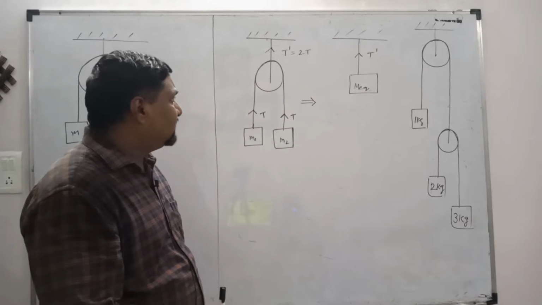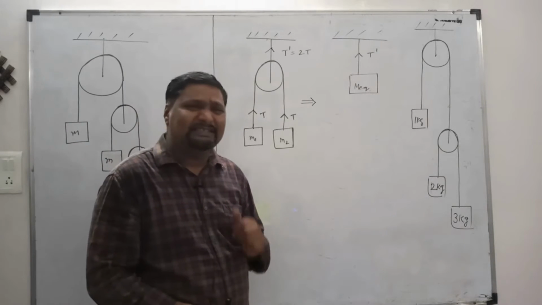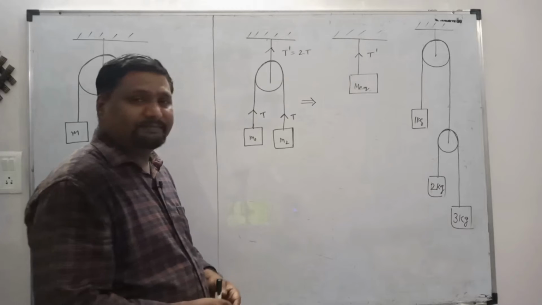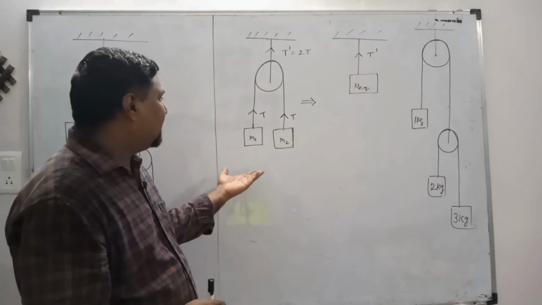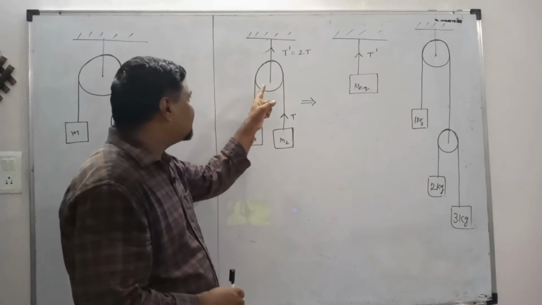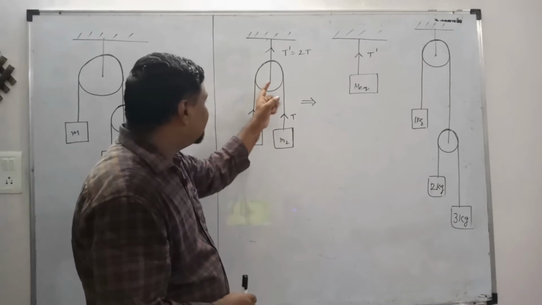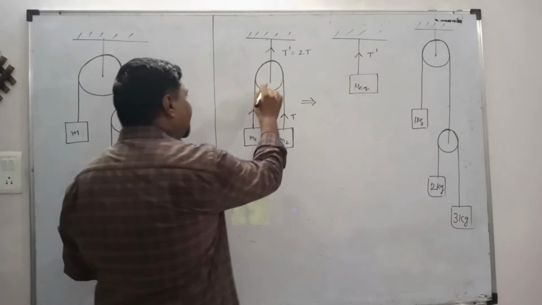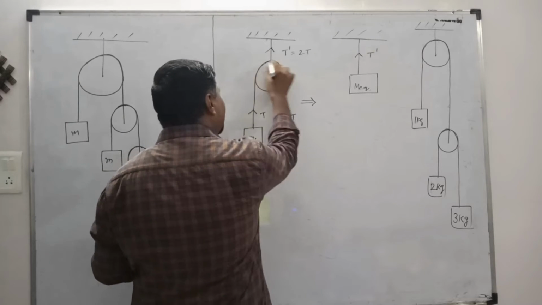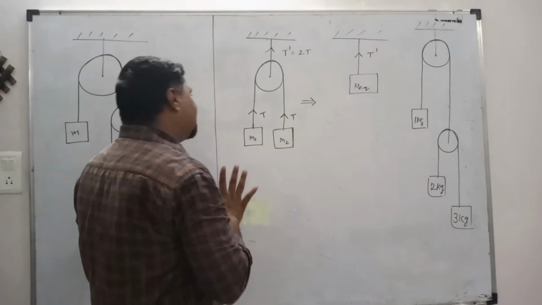Today we are going to discuss a very simple concept, the pulley block system. Suppose I have a system here. Generally this system consists of one very light pulley. Light means the mass of the pulley can be ignored. And the strings are inextensible and light, and nowhere is friction involved.